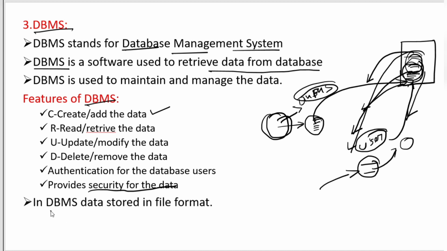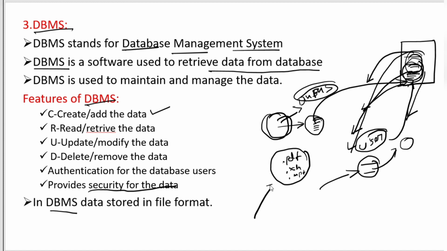In DBMS, data is stored in file format. For example, .pdf, .xls, .mp4. The data will be stored in file format.